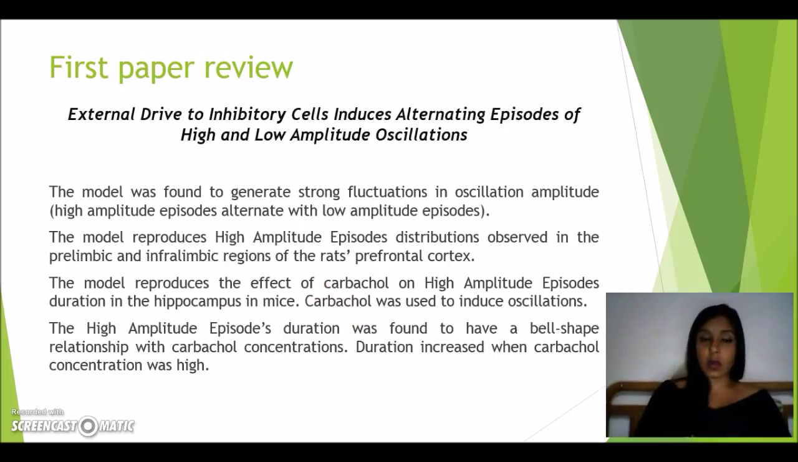And we can go to the conclusions, methodology and conclusions. So the model was found to generate strong fluctuations in oscillation amplitude. That is, high amplitude episodes alternating with low amplitude episodes. The model reproduces high amplitude episode distributions observed in the prelimbic and infralimbic regions of the rat's prefrontal cortex, which is what we said before. The model actually behaves as real data does.